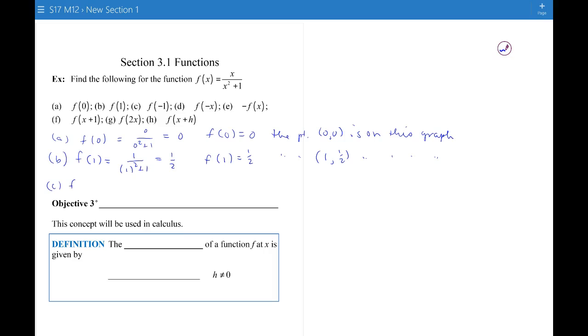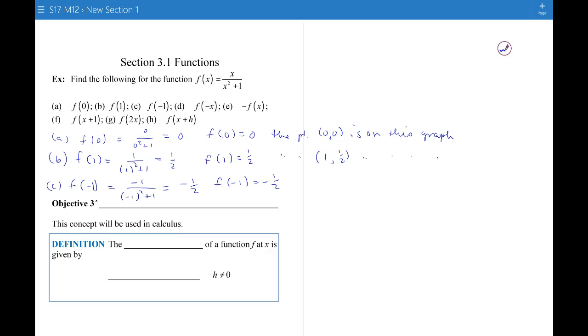Okay, and then let's do f of negative 1. Remembering that you have to put parentheses around the number if it's to a power. So this is going to be negative 1/2. So f of negative 1 is negative 1/2. And we'll do the rest in class together.